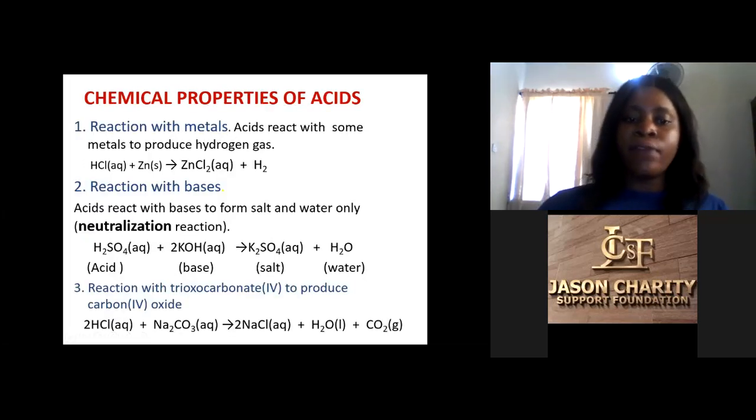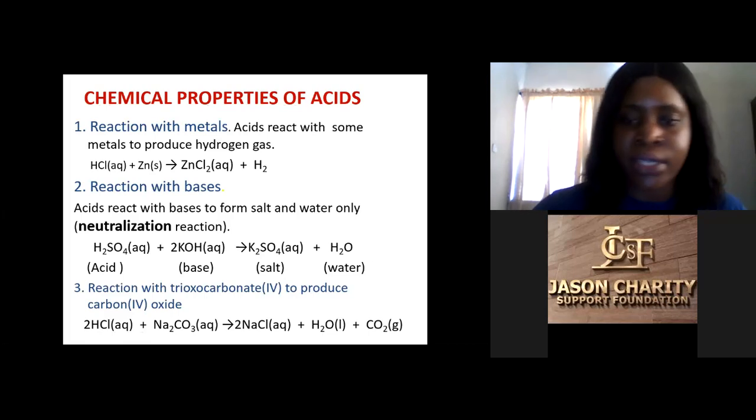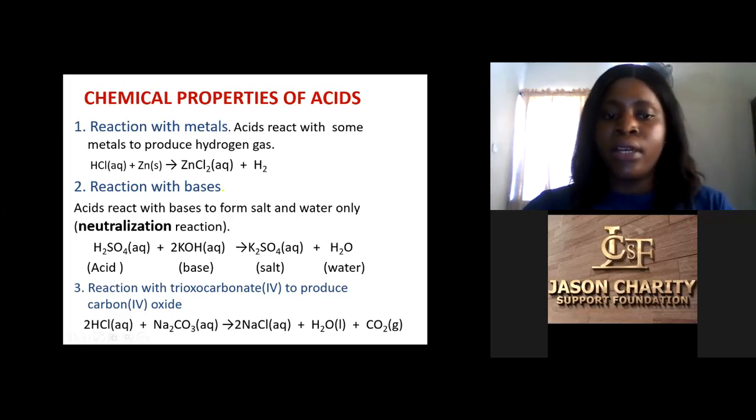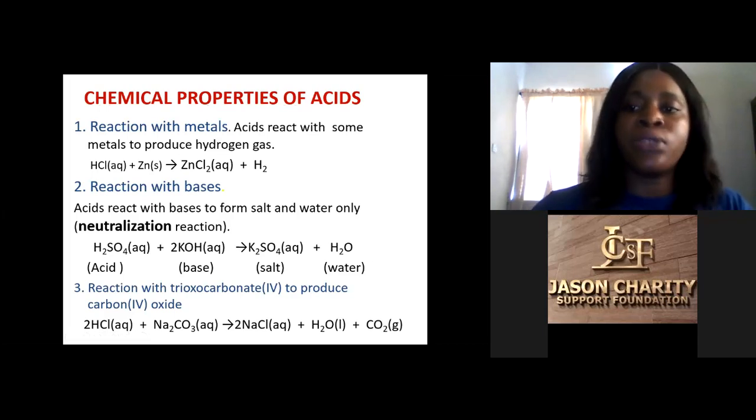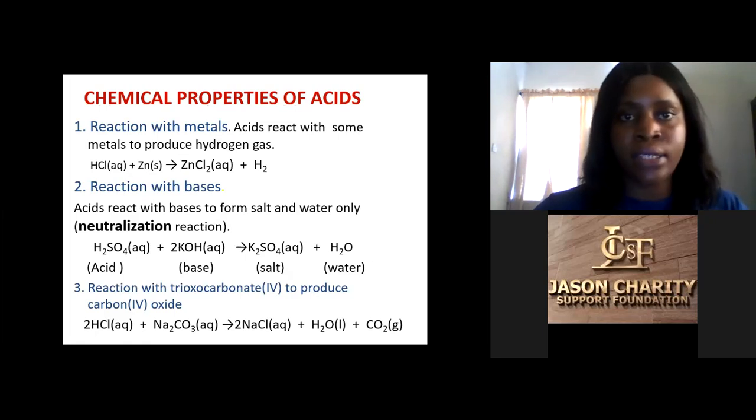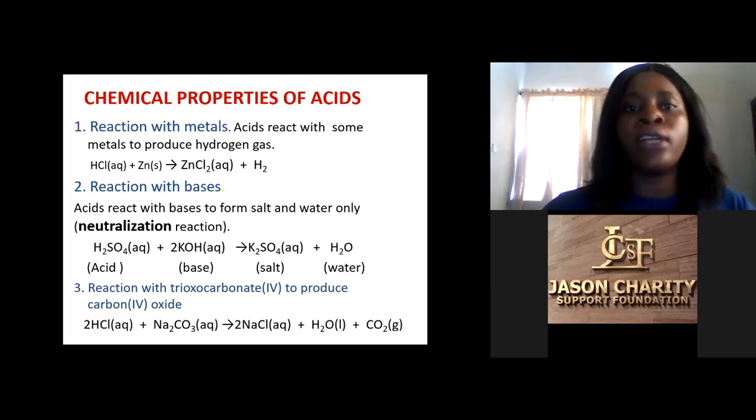So here I have some chemical properties of an acid. Now the first one is this: an acid reacts with metals. So an acid will react with a metal to produce hydrogen gas. So acid reacts with some metals to produce hydrogen gas.